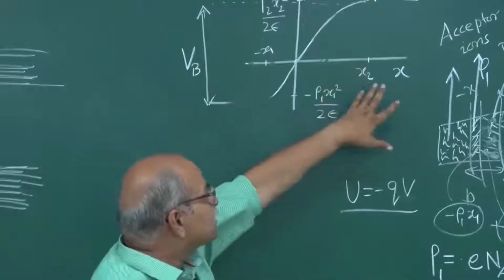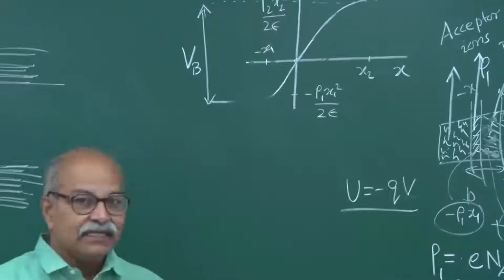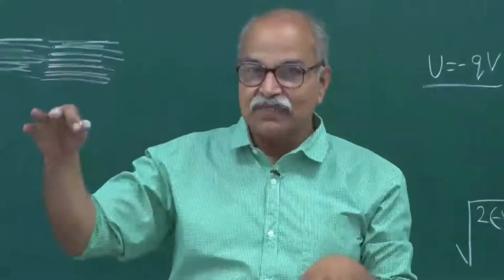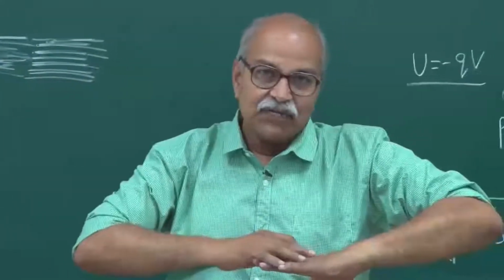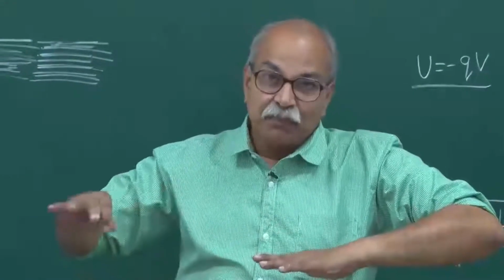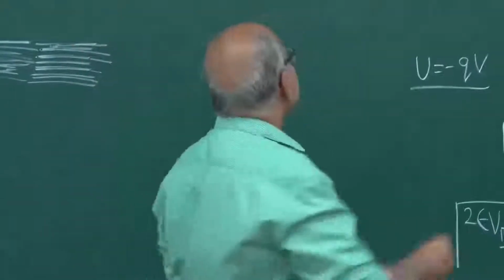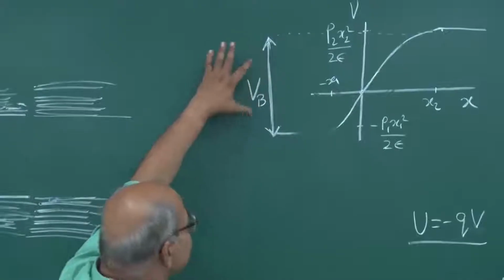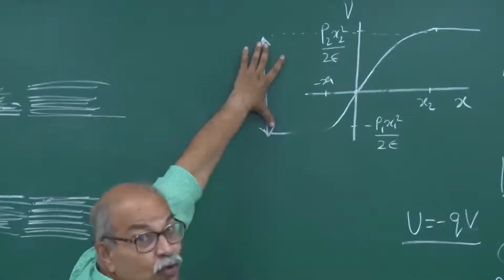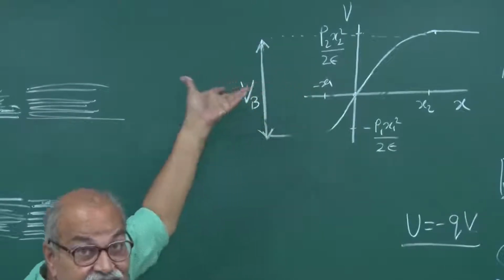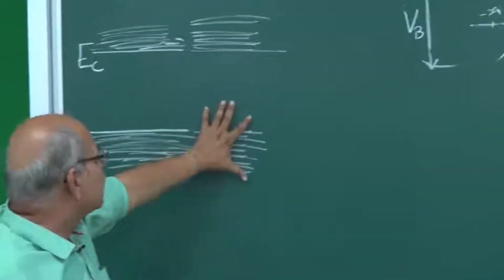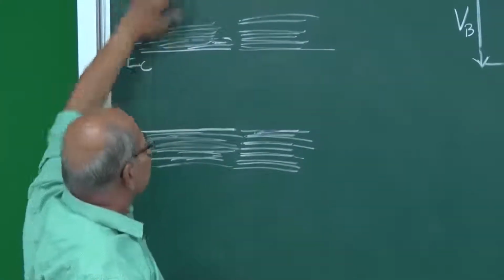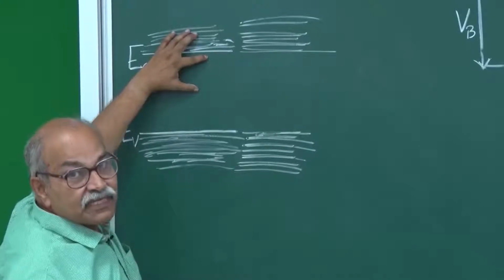So relative to the n side, the energy levels are shifted by different amounts. Relative to the n side, what happens? The p side will go up by this much of energy, Q times VB. This much is the total shift in each of the energy levels which are there. So if I keep this here, each of these energy levels will be shifted up. Each of these energy levels will be shifted up.